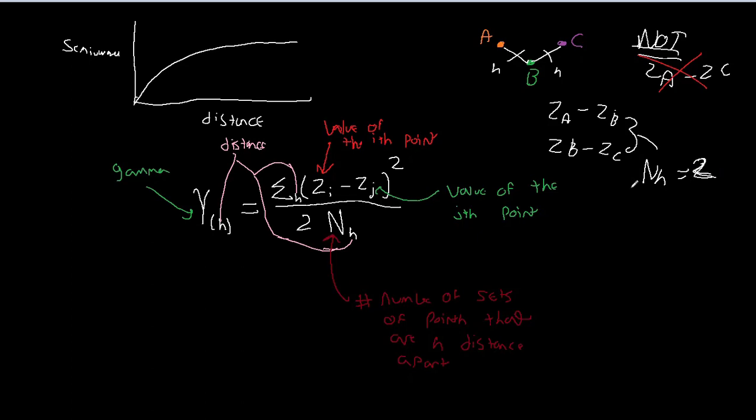Hopefully that makes sense. I know this is a little bit confusing. But the idea here is that most of the time n sub h is going to be 1, but in the weird circumstance where you have multiple sets of points that share the same distance, you would then have to account for that. The general idea is we're basically taking half of the squared difference in value. Most of the time, this is going to be the difference in value squared divided by 2.